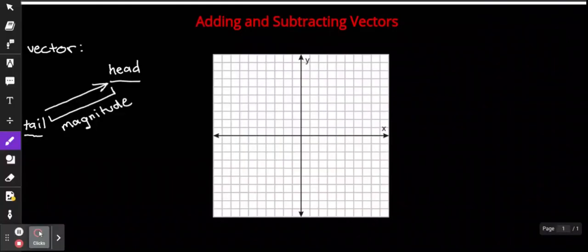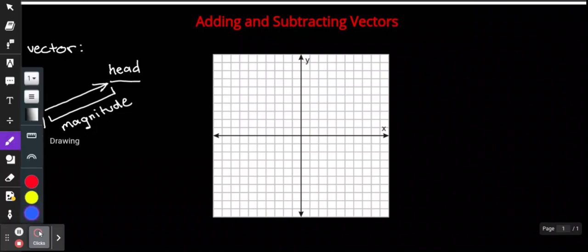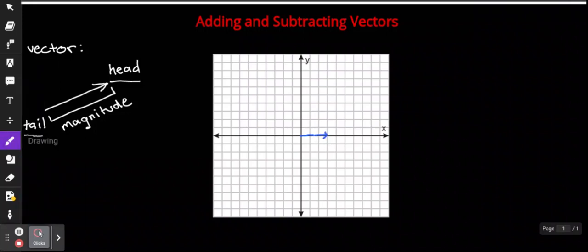The first way that we can add vectors is something called the end-to-end method, or sometimes called the tip-to-tail method. So first I'm going to show you an example using vectors that don't have components, which means that they are either horizontal or vertical. So on the graph, I'm going to draw our first vector, 1, 2, 3 units to the right, and then I'm going to draw our second vector, 2 units up.